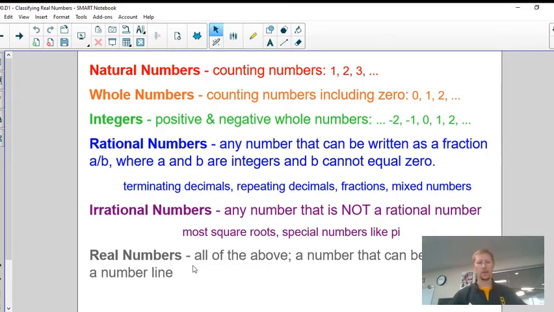And then finally, real numbers are really all of the above. These are all the different types of real numbers. So any number that can be placed on a number line is a real number. If you're wondering, well, then what's not a real number? We'll get to that later this year.